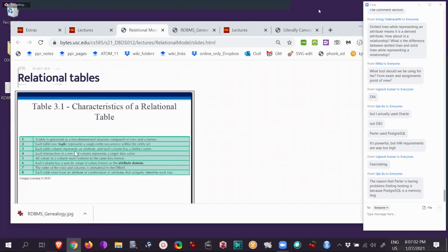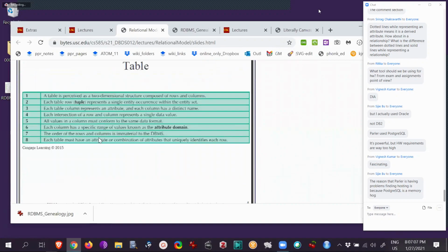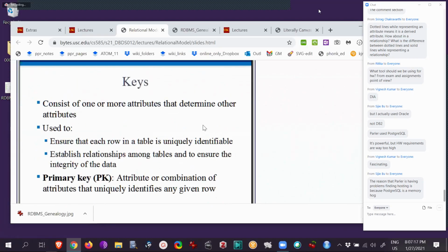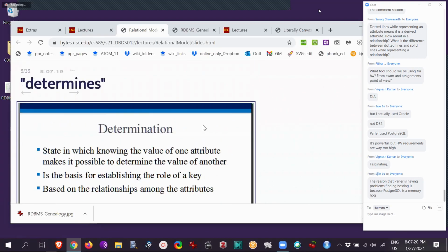Okay, so moving on. Tables. So this is all about tables. So what makes a table? Many things I've already said to you so far. A table has rows and columns. But one column or a small combination of columns is super important. It is called the key. We'll talk a lot about keys next time, but you already know so much, so we're going to go a little faster. And a key determines everything else.